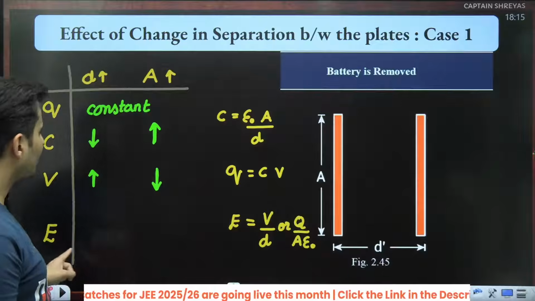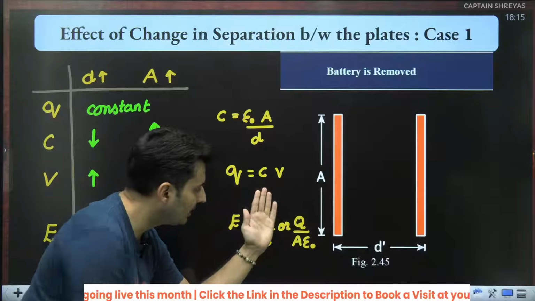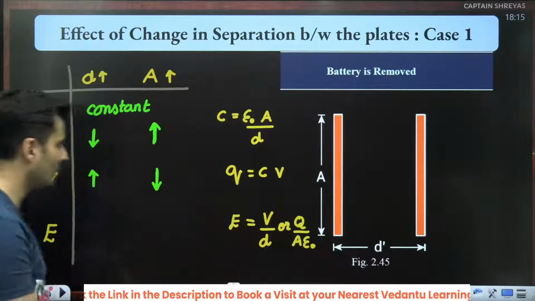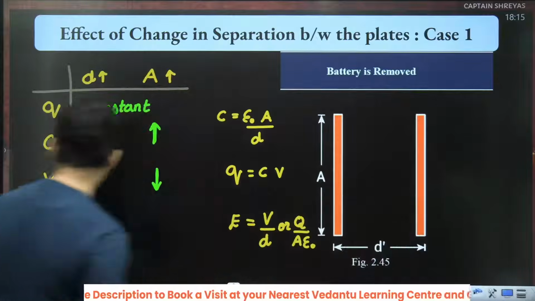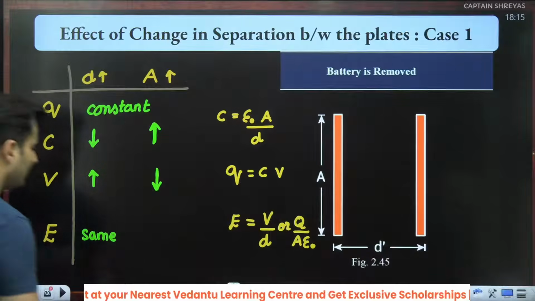Let's see what happens. In the first case, distance is changing. Distance is not even there in this formula. Charge is constant, A is constant, epsilon is constant. So hence, what will happen? The electric field will remain the same.